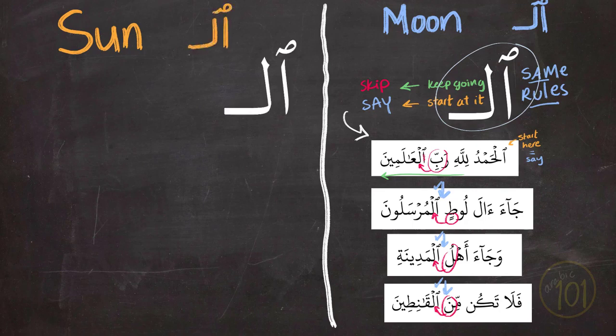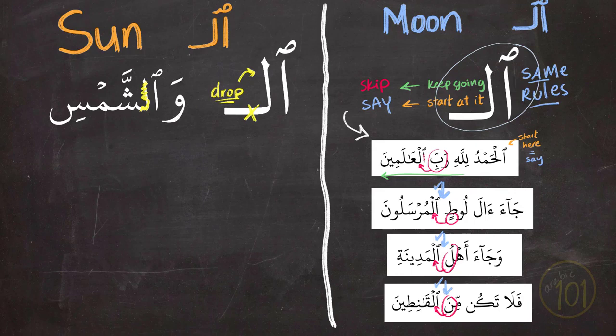And this is a little bit special because in this type of al, you will drop the lam in al, like what you would do in the word ash-shams. Notice how we dropped the lam in the word ash-shams. So this means if you connect the word ash-shams to something before it, you will not only drop the lam from ash-shams, but also you will drop Hamzatul-wasl because you connected the word.